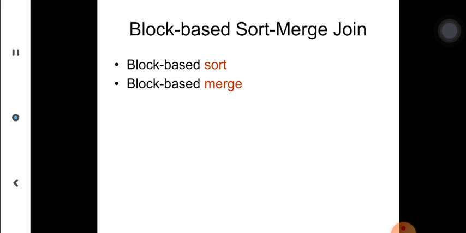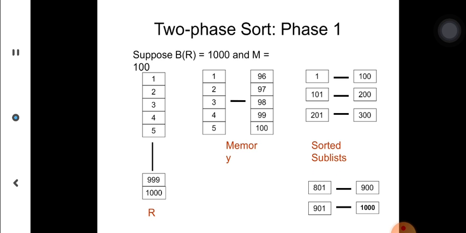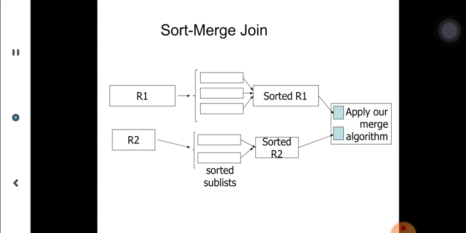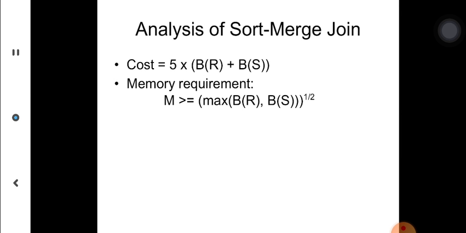So in block-based sort merge join, you have block-based sort and block-based merge operations, and it is again a two-phase algorithm, a two-phase sort. You first read the relation into memory and sort it, the sorted sublists come into memory, and finally you produce the sorted R. So the sort merge join is a very well-known operation. You basically sort the two relations and then finally merge them.